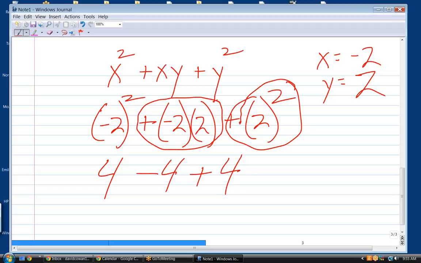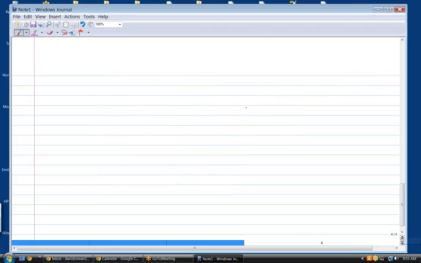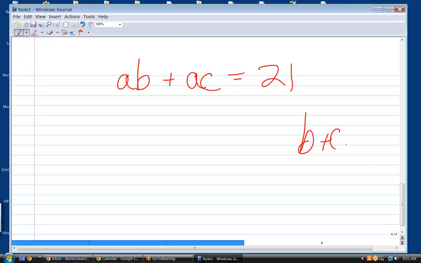I feel this is a little too easy for you. A little bit, yeah. Here's something a little tougher. Here's what we're told. B plus C equals 7. So what is the value of A?